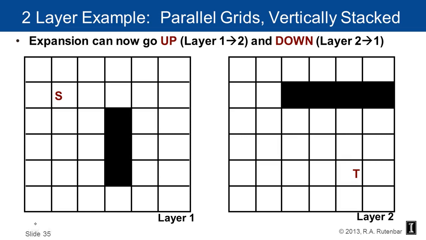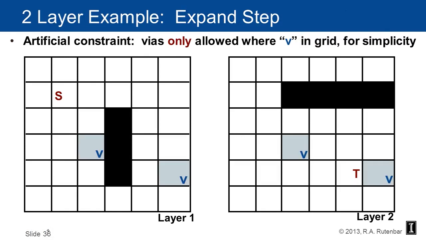So we're going to do an expansion on this grid to show you how this works, and I'm going to put in a rather artificial constraint. I'm only going to allow vias to be inserted where there's a V in the grid. There's a gray box in the grid and a V, sort of in the middle of the grid. It's basically 3 rows from the bottom, 3 columns from the left, and that's in layer 1 and layer 2. And then there's another via that's in the rightmost column, 2 rows up from the bottom.